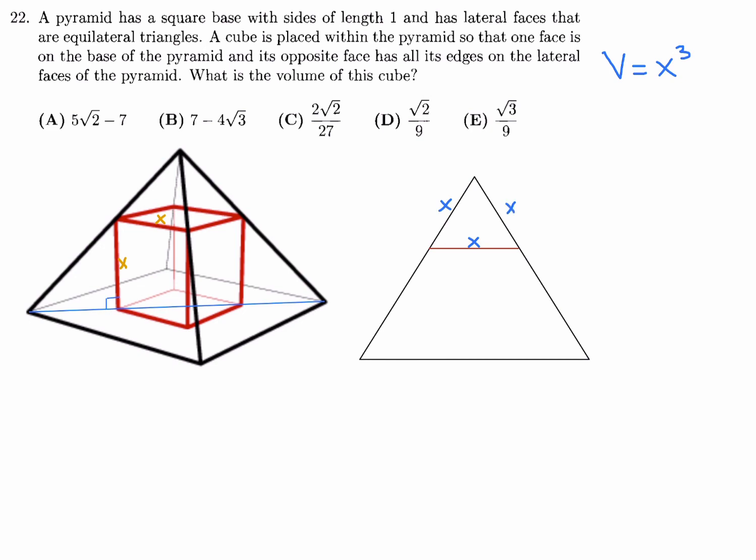Now remember, the sides of this pyramid right here, these guys, they're equilateral. And they told you that the base has a length of 1. So that means those sides have a length of 1. So this is 1, this is 1, this is 1. So that means the distance from here to here is 1 minus x. And that takes care of this guy right here. That's 1 minus x. Okay?